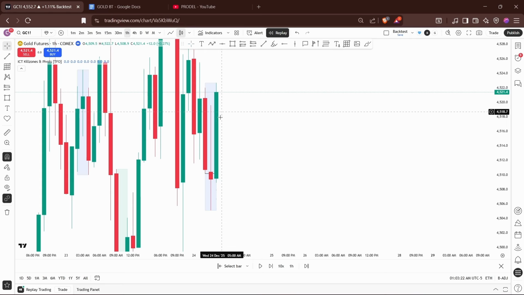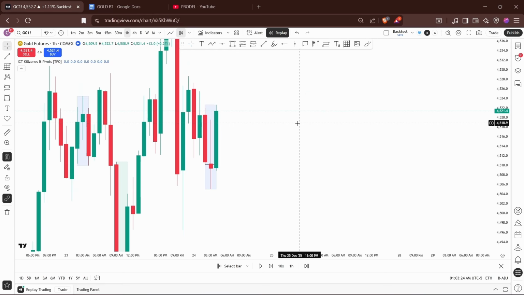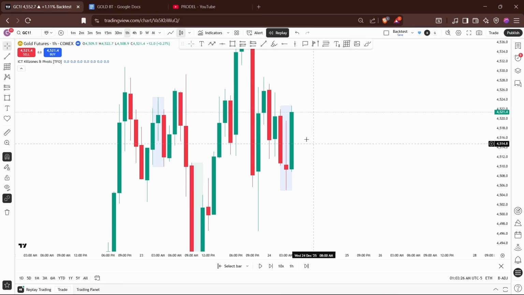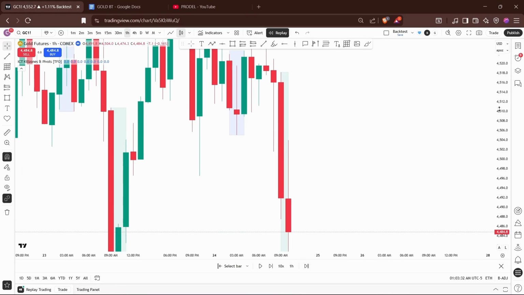So this is the 4 AM candle. After closing that 4 AM candle, we won't trade after the 5 AM. So there is no entry for us. Let's go to the New York session.